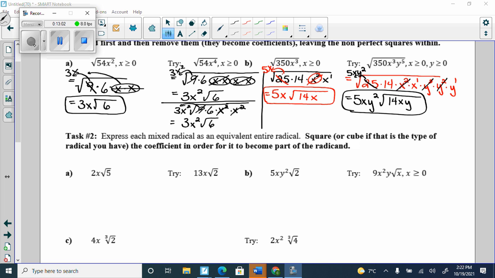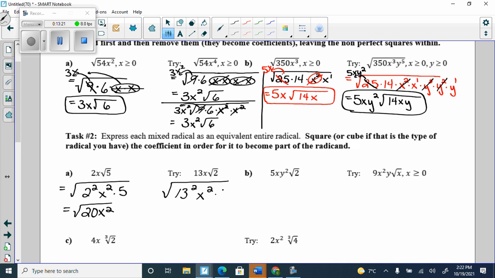So for this one, we have to bring the 2 in and the x in and square it. So we're going to get 2 squared x squared times 5. So 2 squared is 4 times 5 is 20x squared. This one we're going to get 13 squared x squared times 2, which is 169 times 2, which is 382. I don't remember what it was. We did it up here. 338 x squared.